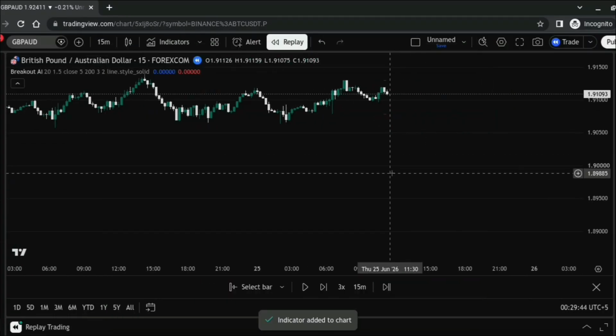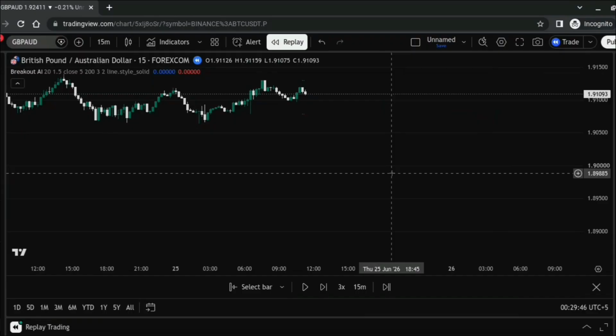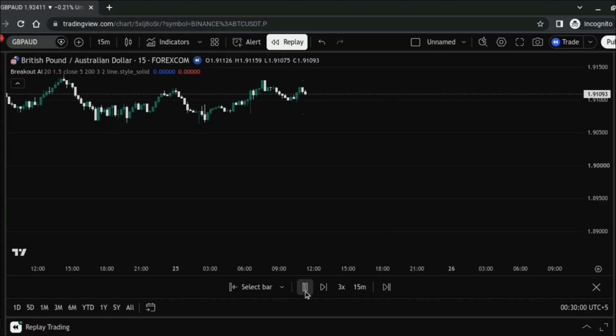After that, what you're gonna wait for is the breakout lines to form. If it's red, it's gonna be bearish, and if it's blue, it's gonna be bullish. You're gonna wait for at least 3 hits onto that line. So let's see if it makes one or not.